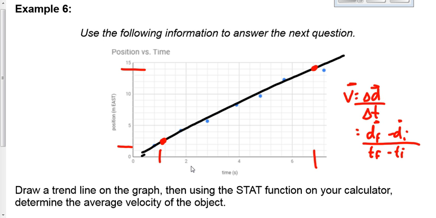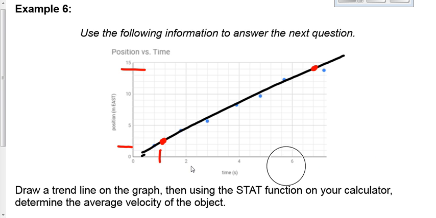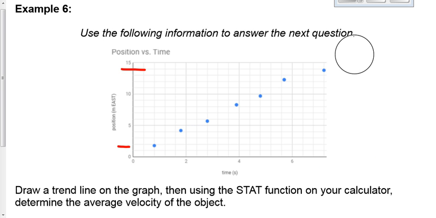If you have a TI-83 or TI-84, you're welcome to do this. If you don't, you've got to do this: draw your line of best fit, and then pick 2 points on that line like I have, and then do df minus di over tf minus ti. If you have a TI-84, or 83 for that matter, which most of you probably do because of math class, then there's a nice way to spit out the data that Google Sheets spits out for us. That is the slope and the y-intercept of the graph.